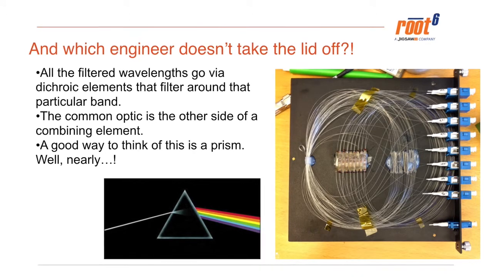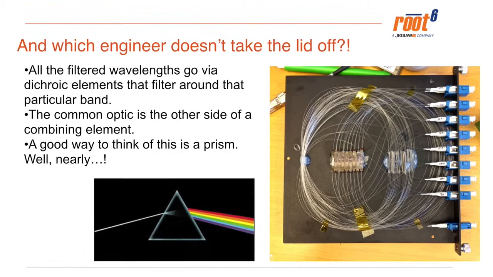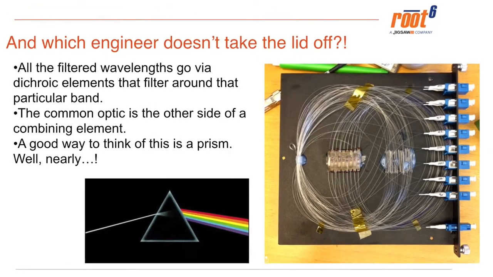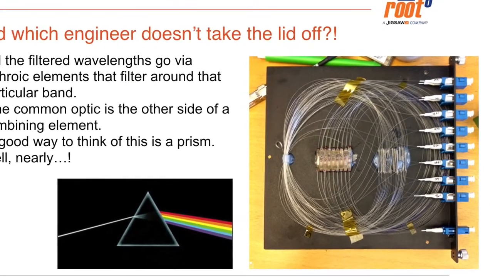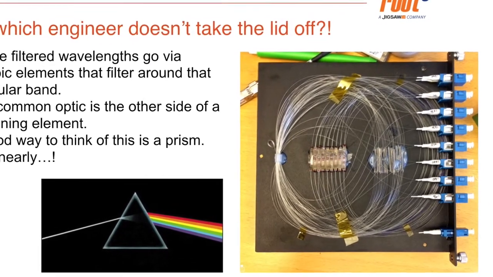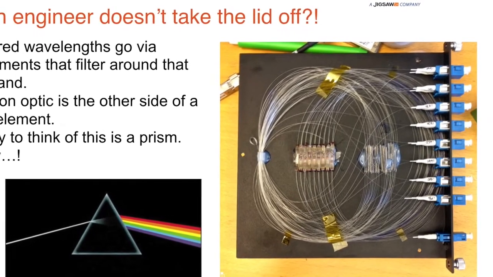And what kind of engineer would I be if I hadn't busted the lid off one of these things to have a look inside? And that's what a multiplexer looks like inside. There's no electronics at all. All those individual fiber cores combine through little dichroic filters that basically filter out the 20 nanometer channels, and then they all combine into an optical combiner to give you the common output.